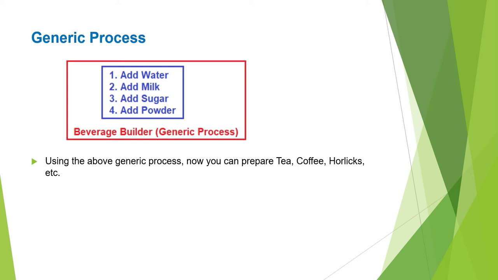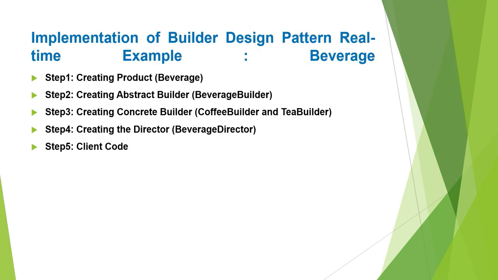If you observe in both the examples, then you will see that the process of preparing tea and coffee is the same. Only the content is different. So you can create one generic process, something like below. Add water, add milk, add sugar, and add powder. So using the above generic process, now you can prepare tea, coffee, Horlicks, etc. Right? So let us implement the above real-time example using builder design pattern in C# step by step.